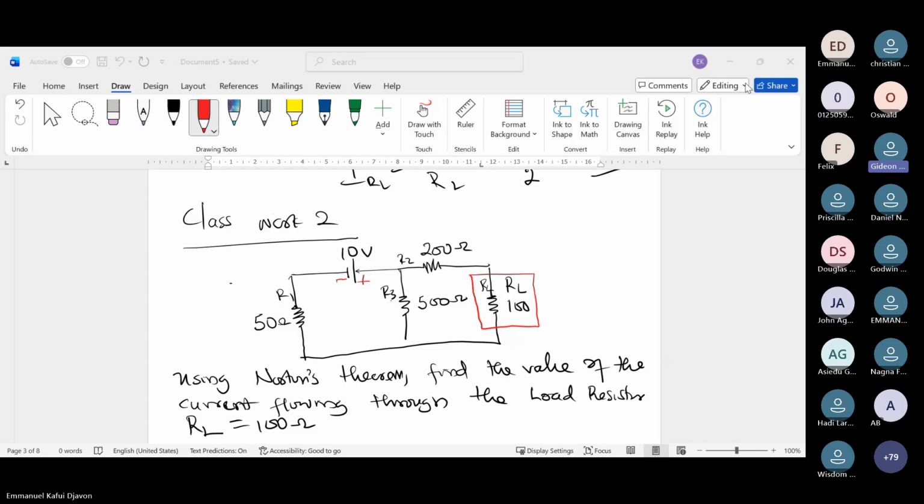Our current is 0.0518. Then what about the voltage? And the total resistance will be 192.86. Then the load 100. We will be talking now about finding the Rn, the resistance.